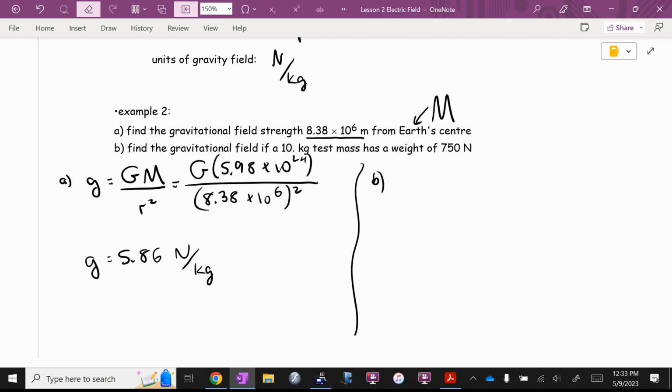But what did you say part B wants me to find? Okay, now I notice they gave me the test mass. That's the object in space, and they gave me its weight. They gave me the gravitational force. Now I would find little g by saying it's going to be the force of gravity on that mass divided by that mass. So what's the force of gravity? 750 newtons. What's the mass? 10. I don't know where we are in space, but apparently at this location, whatever mystery planet we're orbiting, not Earth, the gravitational field strength there is 75 newtons per kilogram.